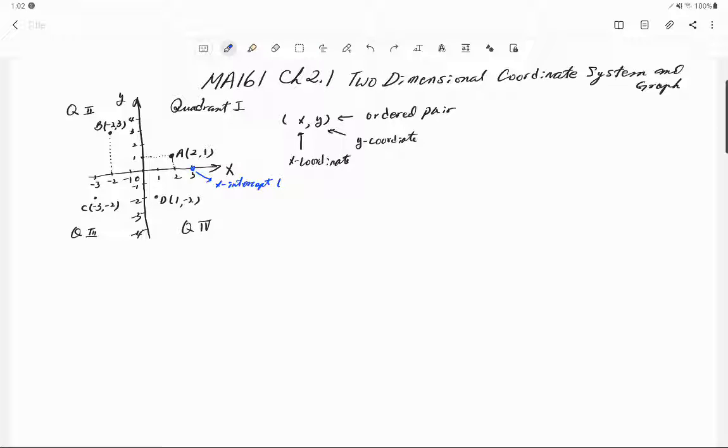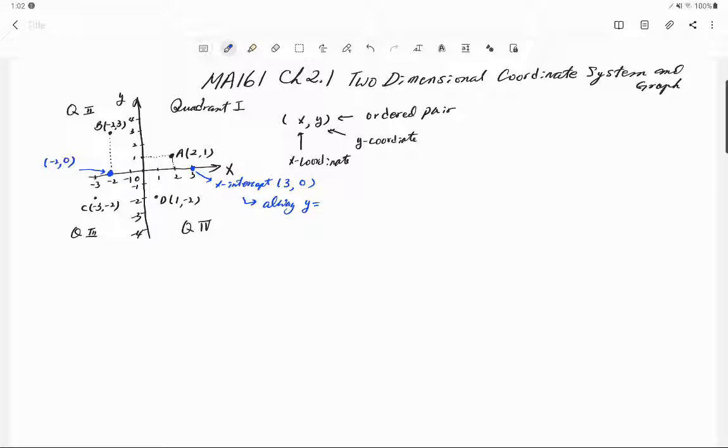So the x value of this point is 3, and how about the y value? The y value is 0. As you go to the left, it meets 0 on the y-axis, an x-intercept. Okay, how about this point? If there's a point on the x-axis, then the y value is always 0.